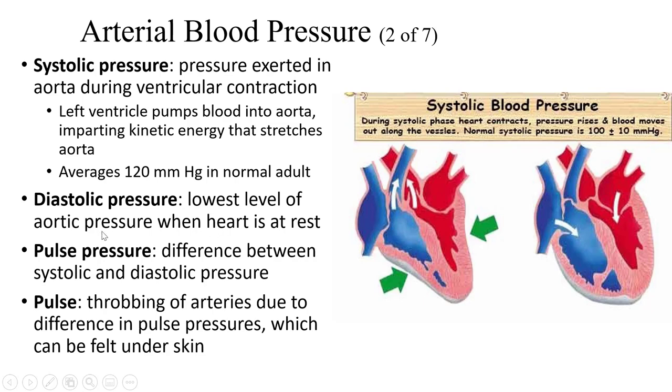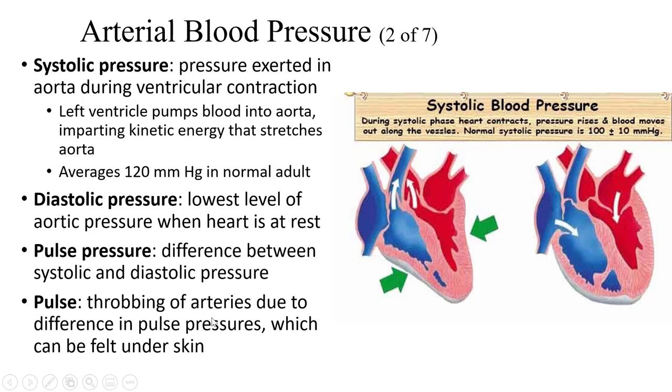The diastolic pressure is the lowest level of aortic pressure when the heart is at rest. So, when the heart is at rest, your ventricles are in diastole, and it's not pumping. Then the pressure inside your arteries will be the diastolic pressure. It is the pressure exerted by the amount of blood that is left right there in the artery. Pulse pressure is the difference between the systolic and the diastolic pressure.